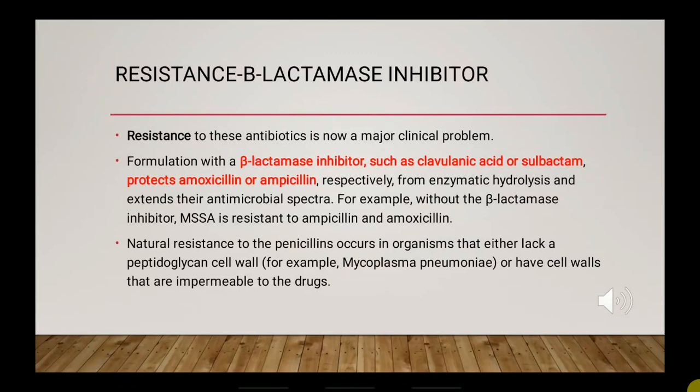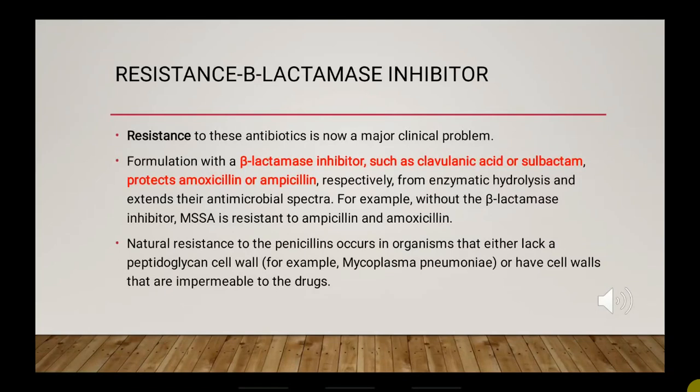With time, bacteria can modify the cell wall structure, so it becomes less permeable to the drug. And if it cannot enter the cells inside the bacteria, it will not have an effect. Obviously, you get no response if you give it to the patient infected by this type of bacteria.